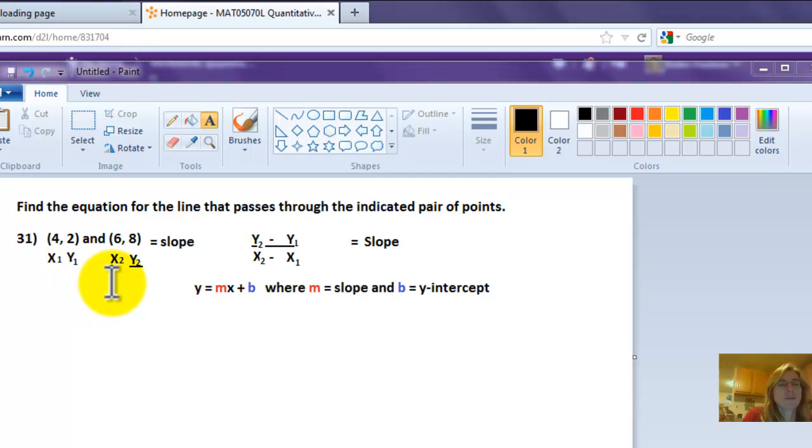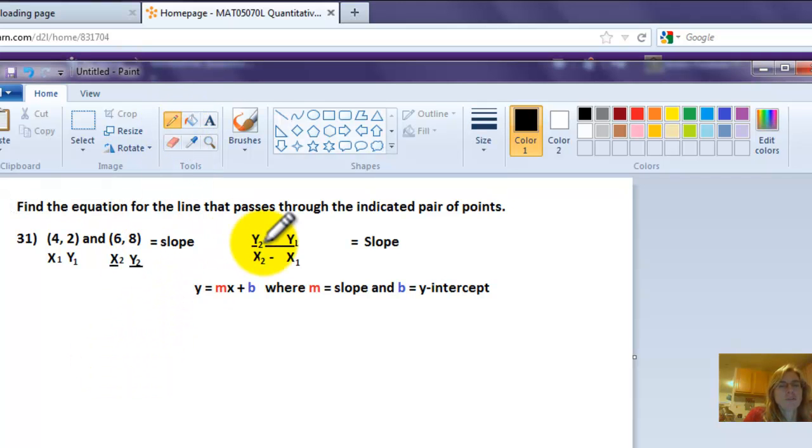So here are the corresponding points. y2 and y1 are right here. Here's y2, here's y1. This is the first point, so we assigned x1, y1. This is the second point, so we assigned x2, y2.